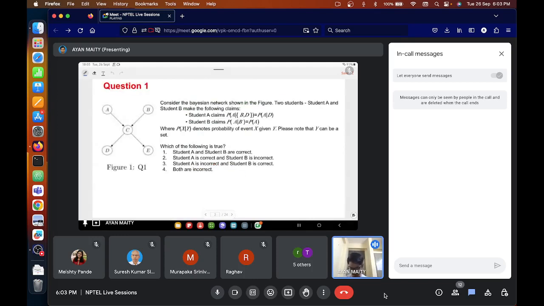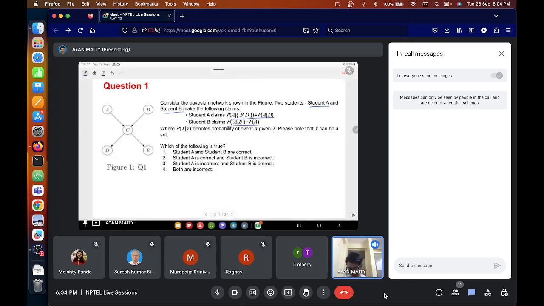This is the first question, on Bayesian network. Consider the Bayesian network shown in figure 1. On the left hand side, the Bayesian network is shown with 5 nodes, and two students, student A and student B, make the following claims. Student A claims that probability of A given B and D is equal to probability of A given D, and student B claims probability of A given B equals probability of A.